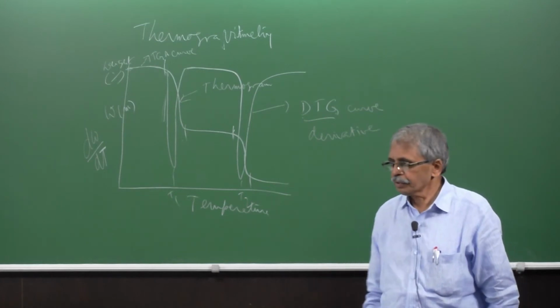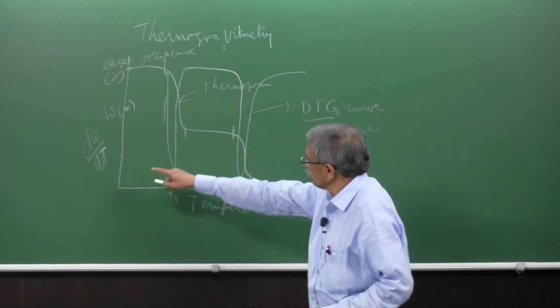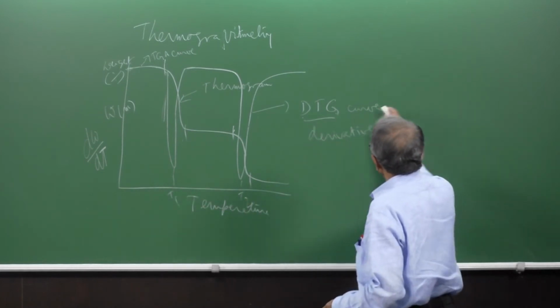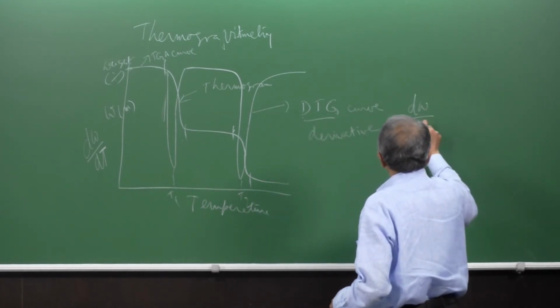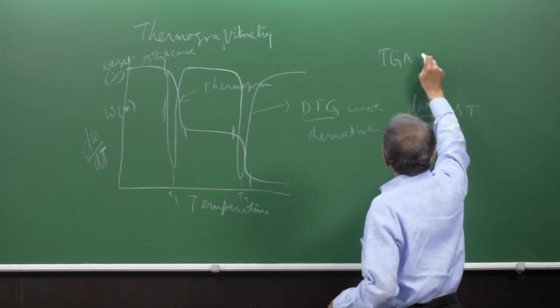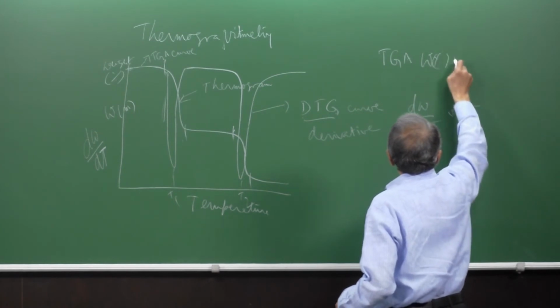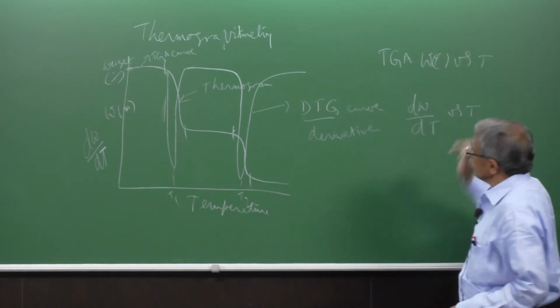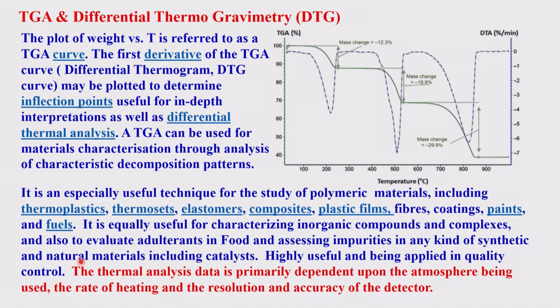It is just a mathematical function. This DTG is nothing but dW/dt versus T, and the TGA is the weight or weight percent versus T, temperature or whatever the temperature profile is. Can it be used for the inorganic? Absolutely. A lot of examples of inorganic compounds we will be looking at, catalysts, materials, many kinds of things. It can be used for food, synthetic materials, etc.